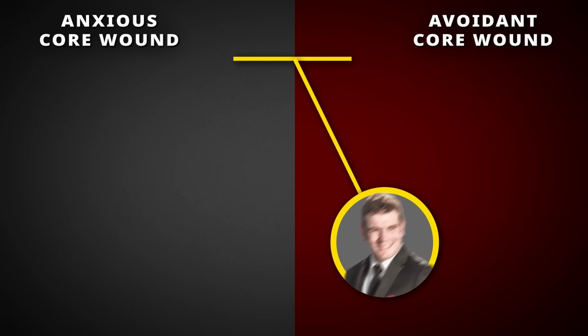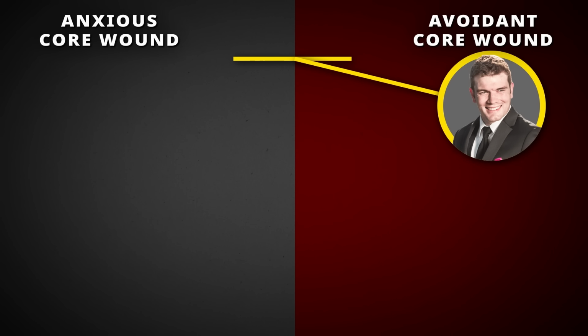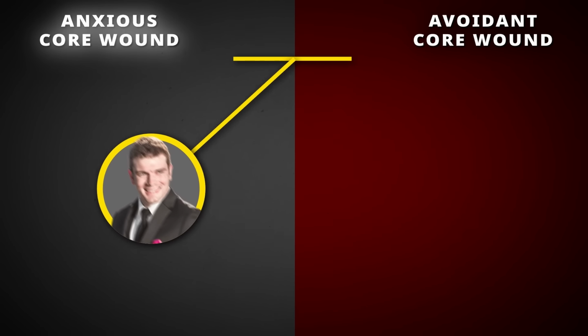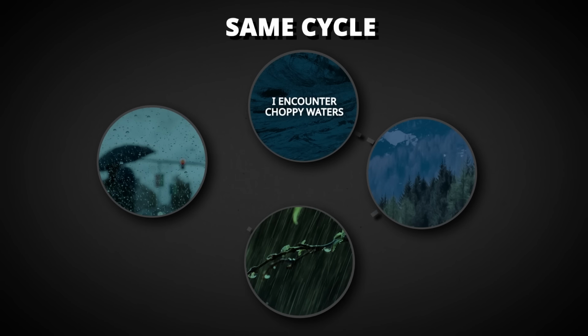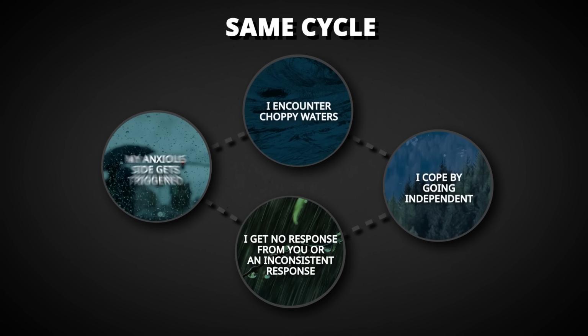Now let's come back to me on the pendulum. When we last left me, I was digging in my heels by using an avoidant coping strategy. But this is a learned behavior that I have embedded in me from childhood. Secretly, what I'm hoping is that the distance will actually cause you to chase me. Yet let's say that you don't chase me. Enough is enough. You are tired of my crazy mood swings. Well, this is ultimately what causes my anxious side to trigger. It's literally more of the same cycle. I encounter choppy waters, I cope by going independent, I get no response from you or an inconsistent response, my anxious side gets triggered, and it never ends.